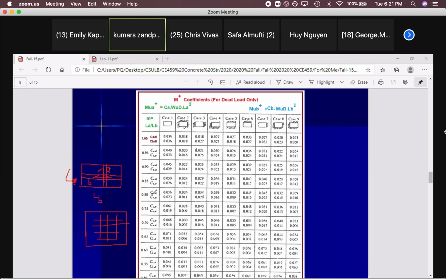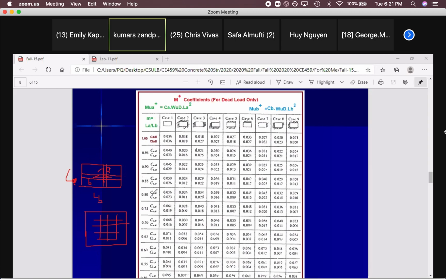Just remember this. And you can see when you calculate, the moment at the A direction is greater than the moment at B direction. That's it. These two are equal. Look at this, 0.036, 0.036. Why? Because this is 1, means both sides are equal. That's a square slab. Yeah, LA divided by LB equals 1. And because of that, both sides' moments are equal.